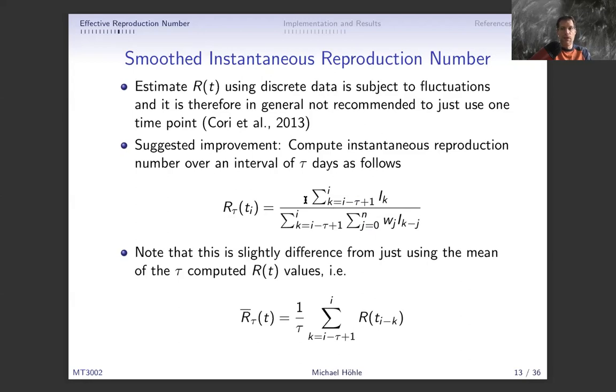But please note, this is a way that you say in the numerator I have something, and then in the denominator I go back in time several times. So this is not exactly the same, but it's very similar to simply saying I'm just going to average my instantaneous reproduction number that I get for the past tau days. But this is a bit of a different quantity than what is suggested here.